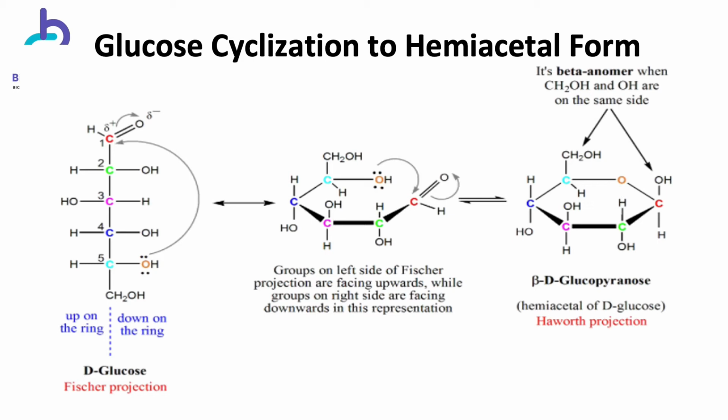And more significantly, in the process, a new chiral center is formed at the former carbonyl carbon, in the case of glucose, the aldehyde carbon, which is now called the anomeric carbon. This nucleophilic attack can occur above or below the pi bond, resulting in 2 diastereomer products called anomers.